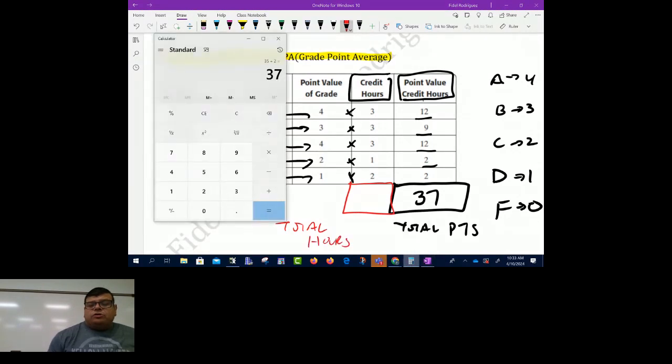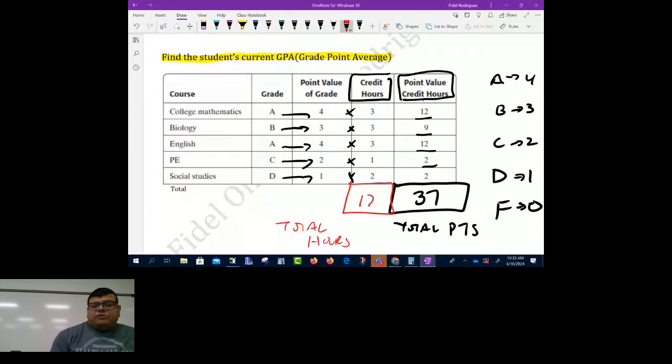So let's add the total number of hours. So let me clear that out. 3 plus 3 plus 3 plus 1 plus 2, 12 hours. Now, y'all, the way we find our GPA, we're going to take the number of points and we're going to divide it by the number of hours. So we got 37 points divided by 12.